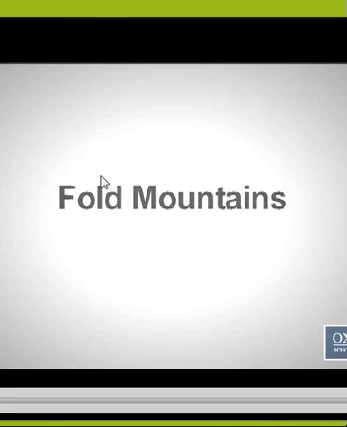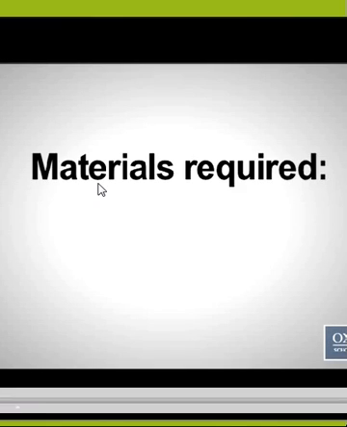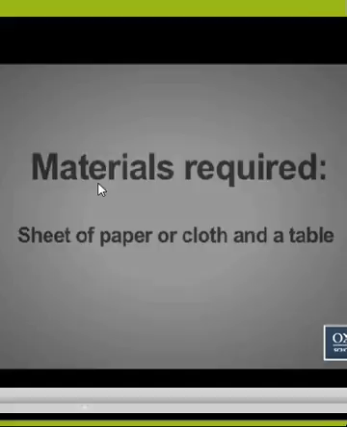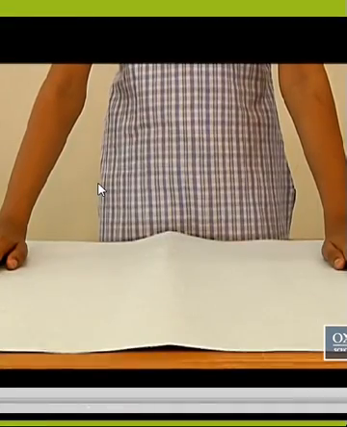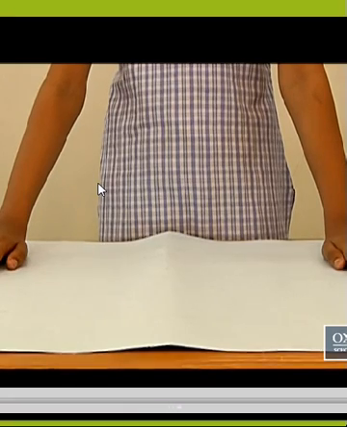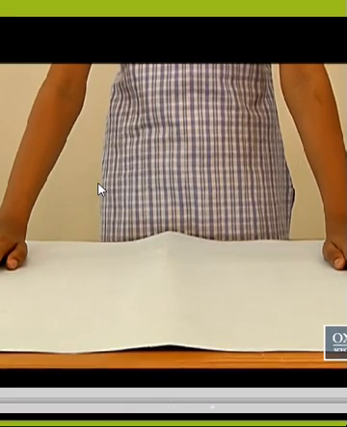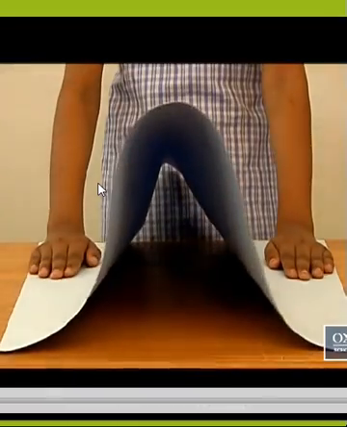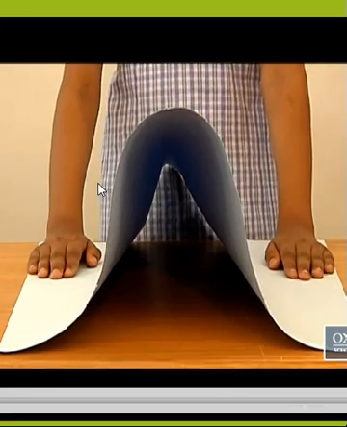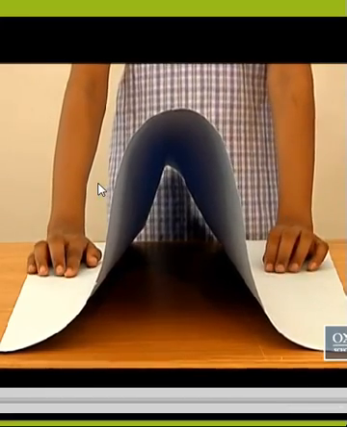Fold mountains. Materials required: a sheet of paper or cloth and a table. Keep a sheet of paper or cloth on your table. Place your hands on it about 30 centimeters apart. Bring your hands closer. The paper or cloth will bulge upwards. This is how fold mountains are formed due to compression.